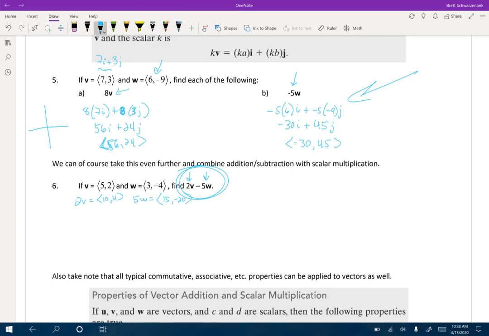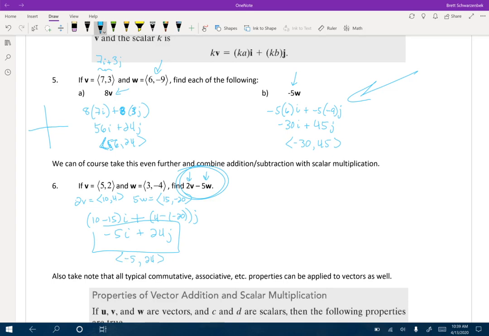So if we were going to do 2v minus 5w, remember, we're subtracting their individual components, so 10 minus 15 times i, but we always use an addition sign in the middle, and then we're subtracting their b components with j. So what are we going to get? We're going to get negative 5i and 24j as the result, which we could also write as negative 5, 24 in component form.